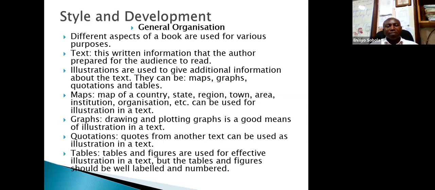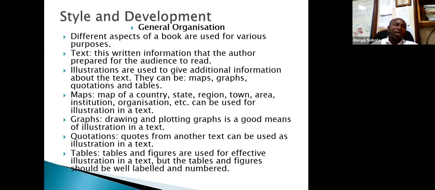Some things might have been written, and maybe it may not be so clear to the audience. But by the time we bring the illustrations in, illustration will simplify the meaning of the text with the use of some graphic and visual items to make the text interesting. For example, we can use maps, graphs, quotations, tables, diagrams, and the rest. So all these are under illustrations, and their purpose is to aid effective understanding of the text.